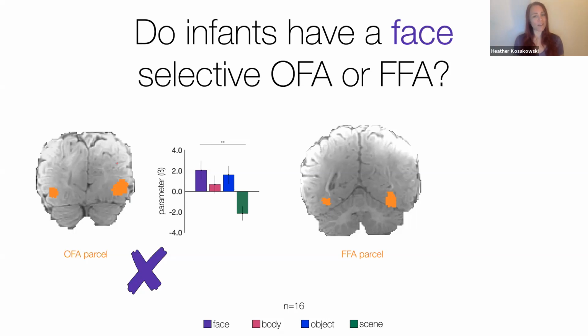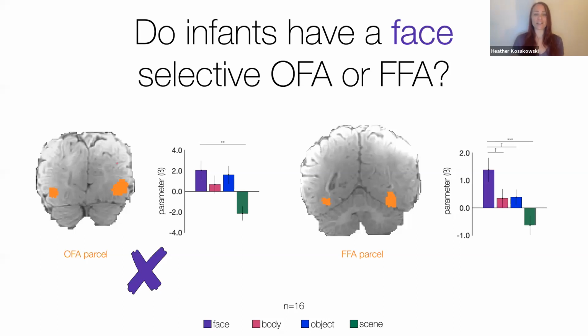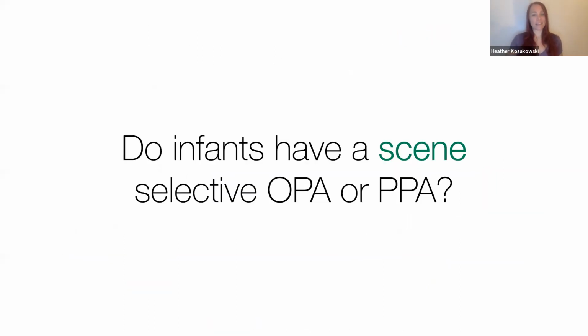What about the FFA? Here is the response to faces. As you can see, it is greater than the response to all other conditions, indicating infants do have a face selective FFA. Now let's do the same thing for scenes.